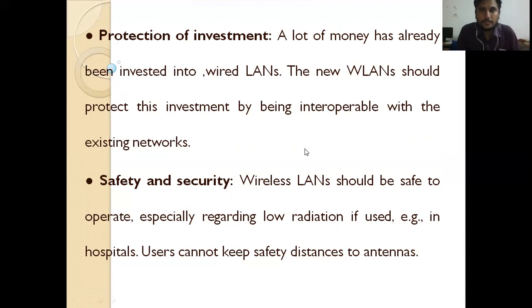So being interoperable with the existing networks is one of the disadvantages of protection of investments. Next is safety and security. Wireless LAN should be safe to operate, especially regarding low radiation. For example, in hospitals, users cannot keep a safety distance to antennas. So this is one of the disadvantages.